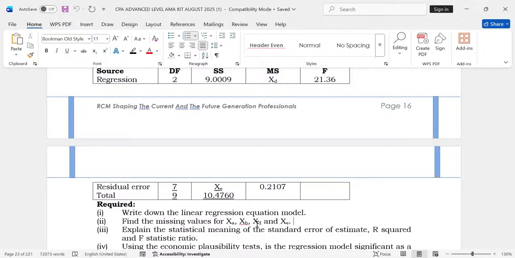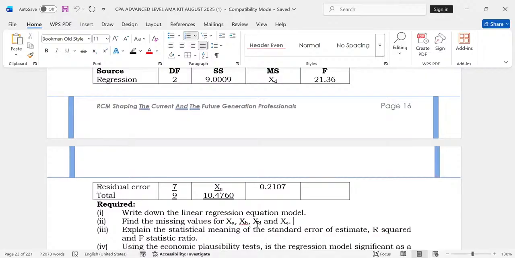Do we know what R squared is? We're reading this question on September. It is September what? It's August, August 2024, question number 2B. Thank you so much.